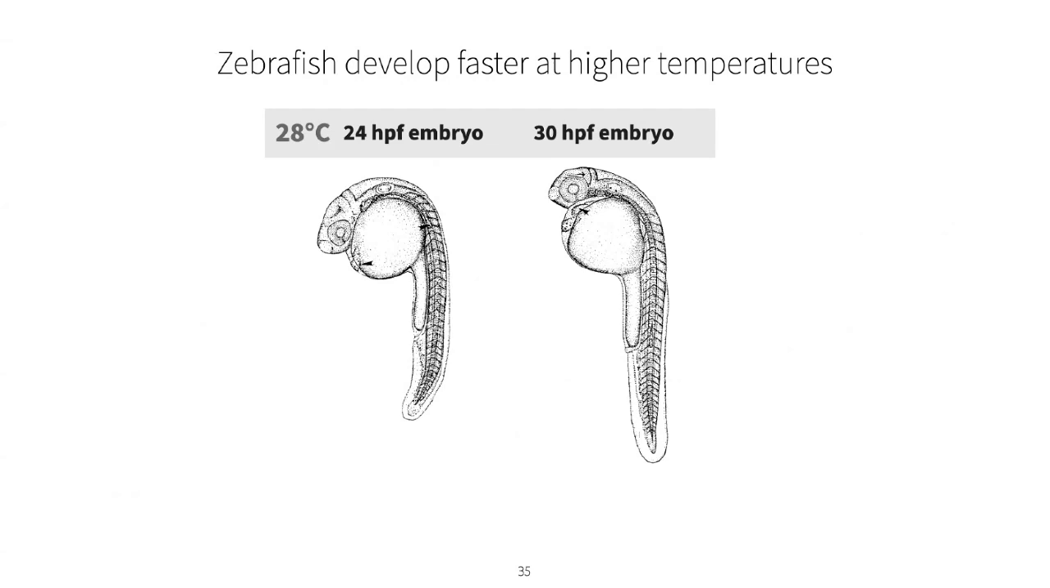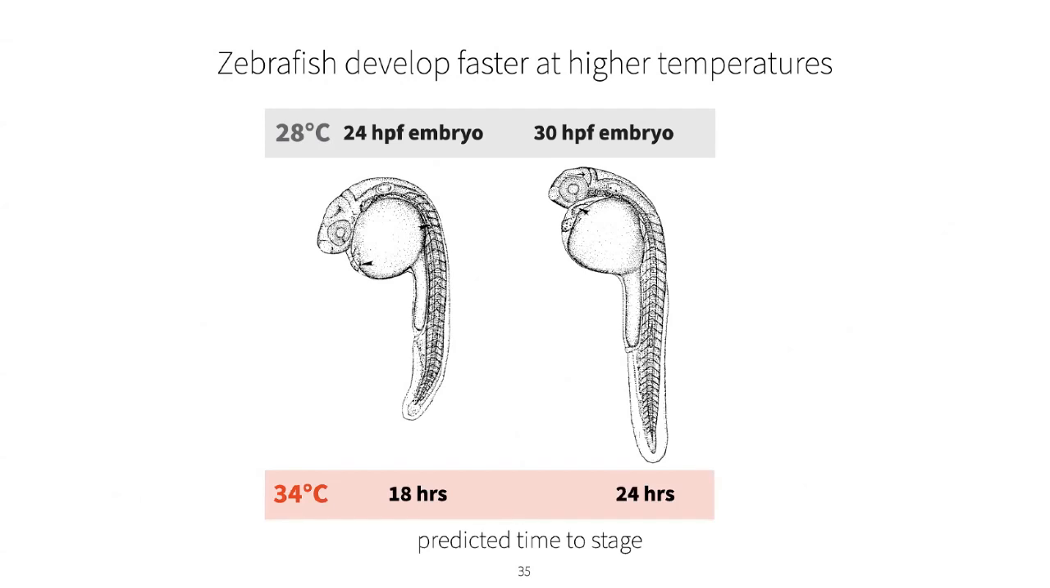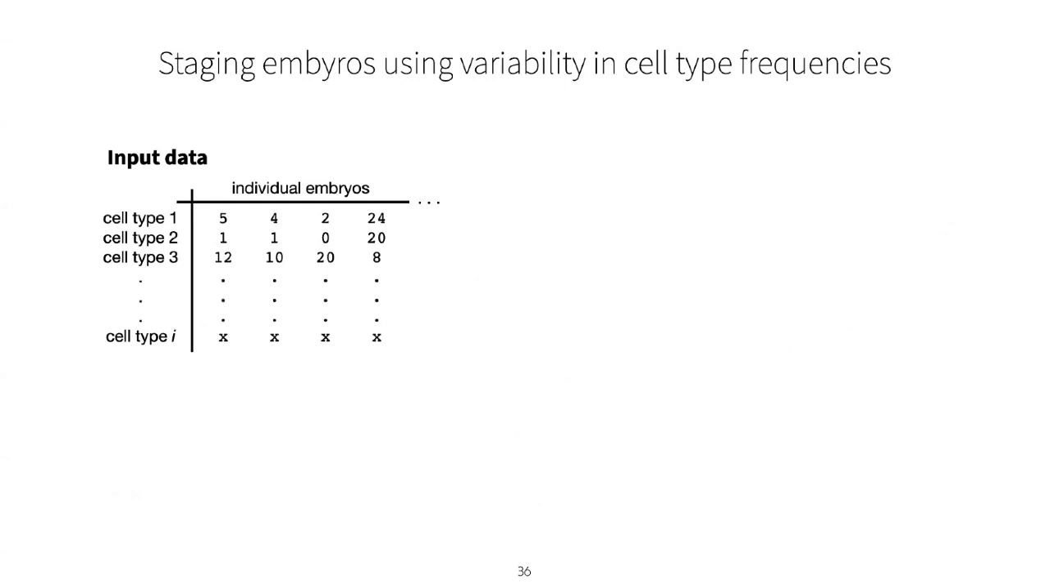But if you were to do that at 34 degrees instead, the embryo will only need 18 hours to look like that. So that's a 6-hour acceleration. That's a lot. And we know we need to account for this somehow when we're analyzing variability in response to temperature stress.